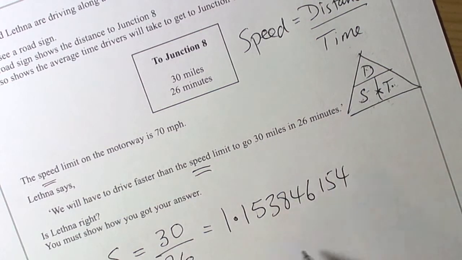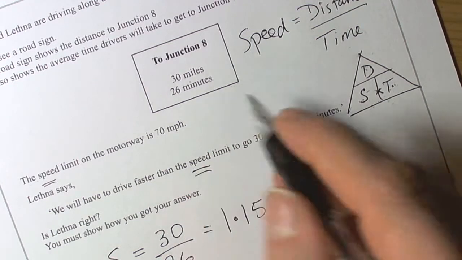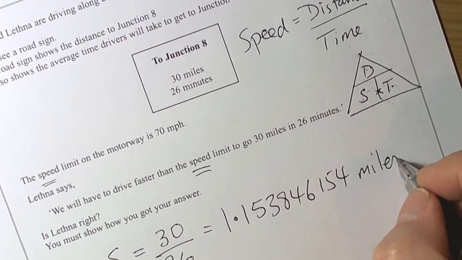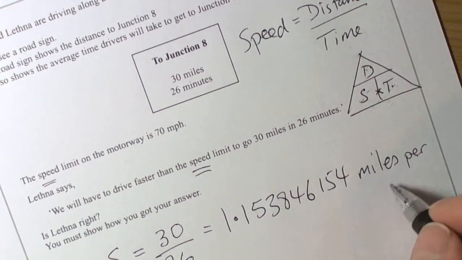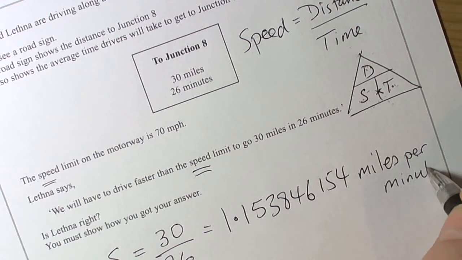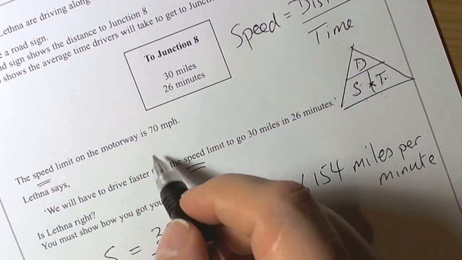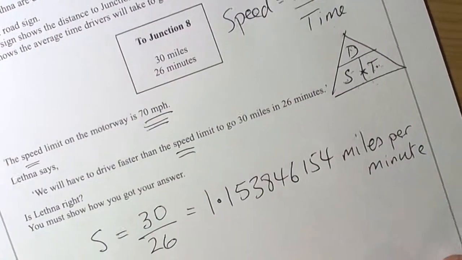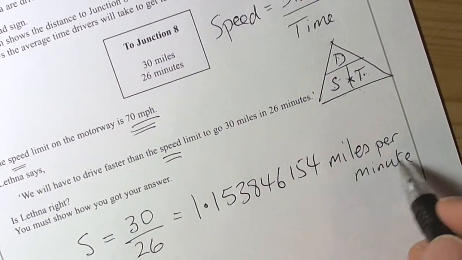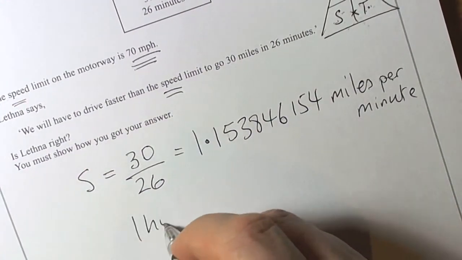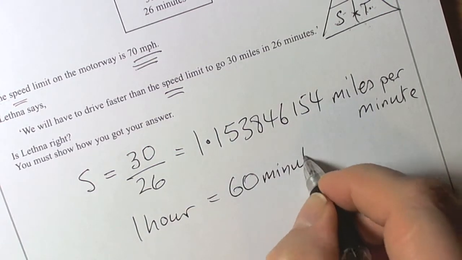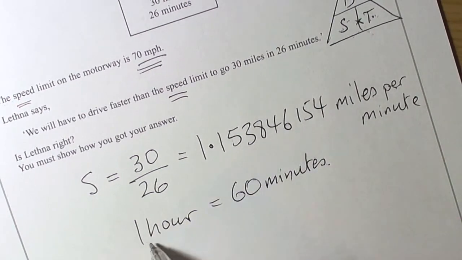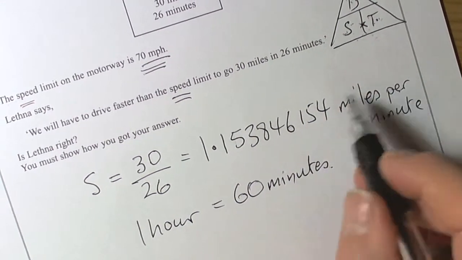1.153846154, and we need to recognise what the units of this question are. The 30 was in miles, and the 26 was in minutes, so we're dividing miles per minute. Now the question is talking about 70 miles per hour, so we need to turn miles per minute into hours. We should recognise very quickly that 1 hour is the same as 60 minutes. So if we want to turn it into per hour, we need to multiply this up by 60.